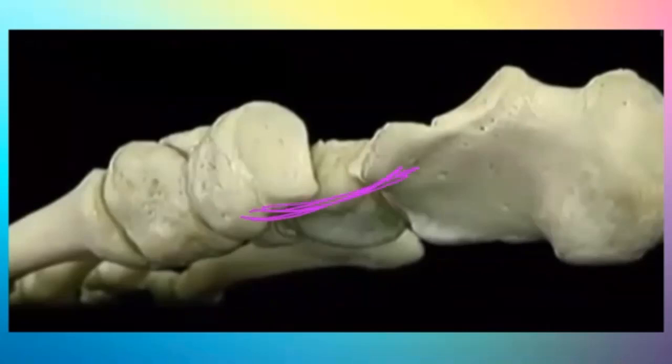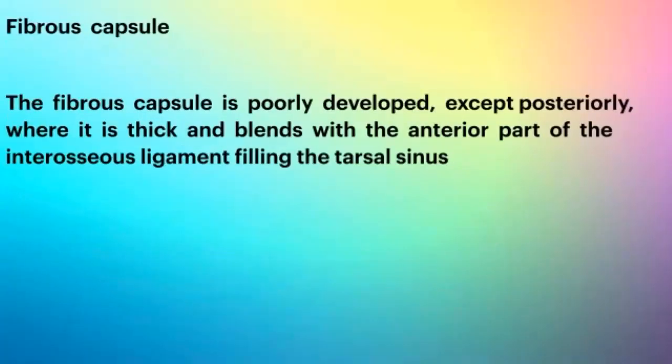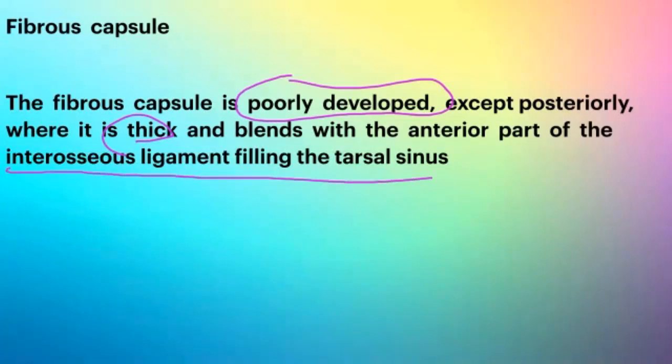Okay, this is the plantar calcaneonavicular ligament. The capsule is poorly developed, remember that, except posteriorly where it is thick and blends with the anterior part of the interosseous ligament filling the tarsal end. So the fibrous capsule of the TCN joint blends with the interosseous ligament, right?